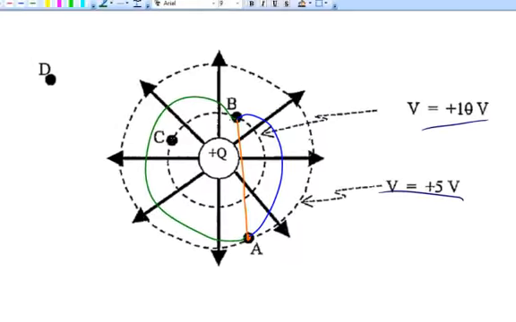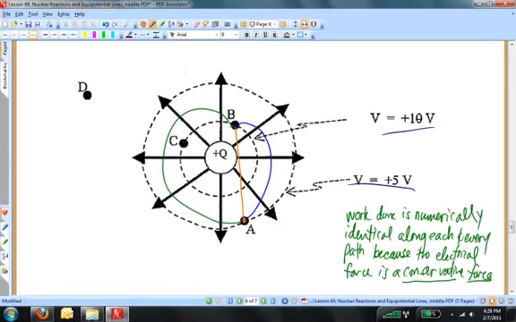Somewhere along the way, I'll have to do positive work to push the test charge closer to the positive charge, capital Q, that's setting up the electric field. The work that I do on the charge is given by the equation W equals Q times delta V, where W is the work that I do, Q is the charge on the test charge, and delta V is the difference in potential between the points in question, in this case point B and point A.